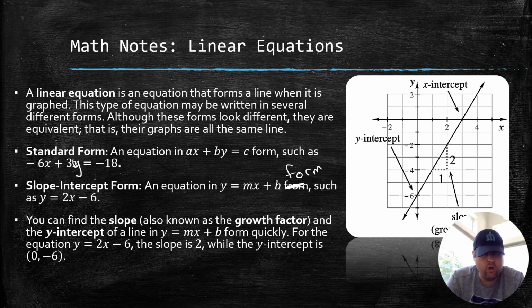So in the equation y equals 2x minus 6, 2 is the m, the slope. So that is the slope. And negative 6, that is b in the form, and b is always the y-intercept.